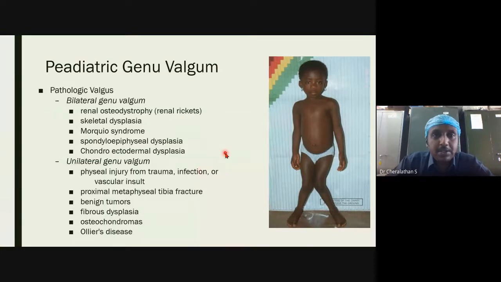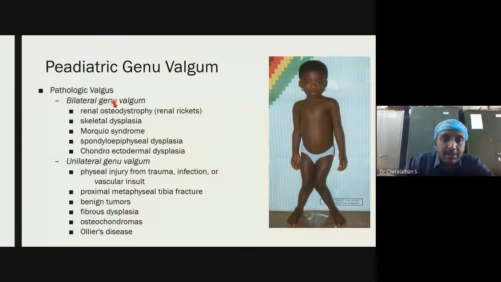Now, what is pathological valgus? Irrespective of the age, if the distance we discussed right now doesn't fall under the physiologic category, it becomes the pathologic category, right? If the child is coming at the age of 6 years and the intermalleolar distance is 10 centimeters, then it is definitely not normal. There is something abnormal in this particular child. So what are all the possible reasons? These are all the possible reasons.